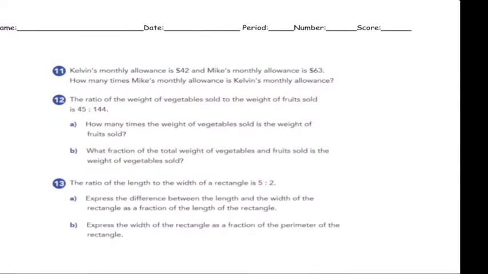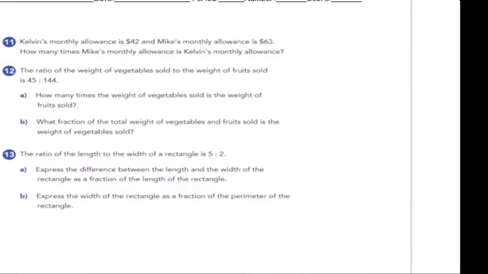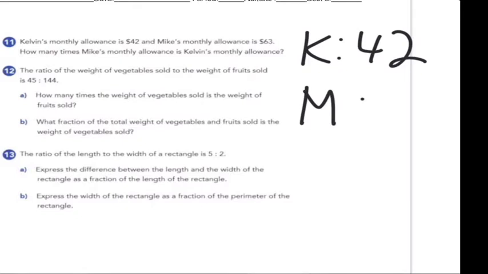Here's one that we need to work on. It says Kelvin's monthly allowance is $42 and Mike's monthly allowance is $63. How many times Mike's monthly allowance is Kelvin's monthly allowance? When I do this, I say Kevin, it's Kelvin. Kelvin's monthly allowance is $42. So Kelvin is 42 and Mike is 63. And it says how many times Mike's allowance is Kelvin's allowance.